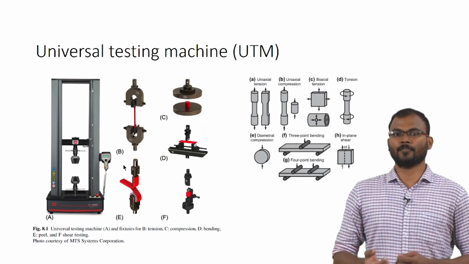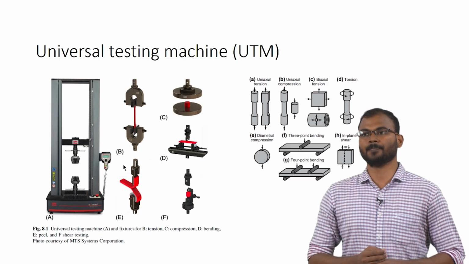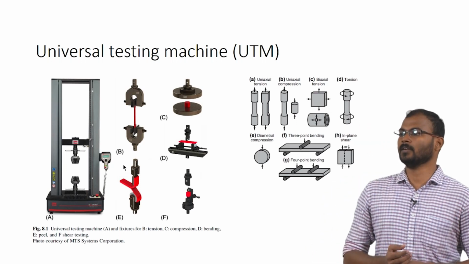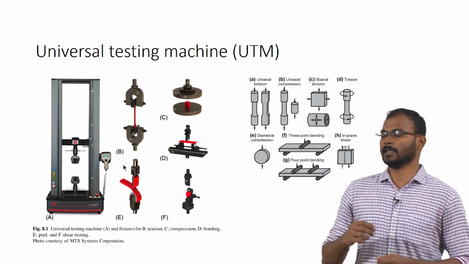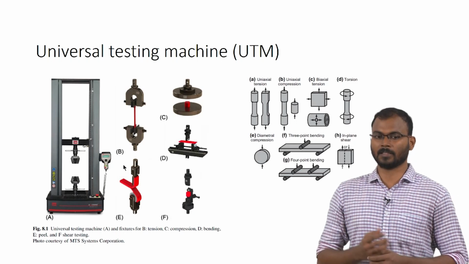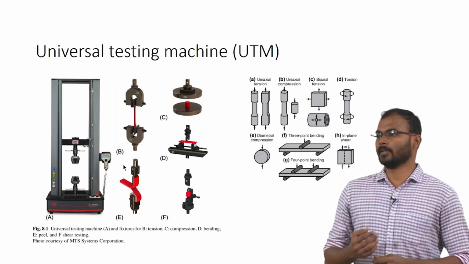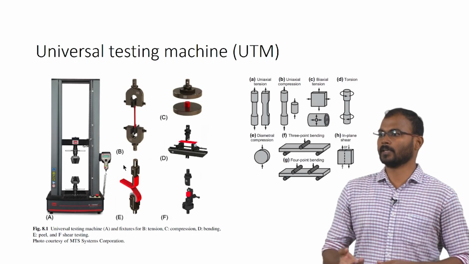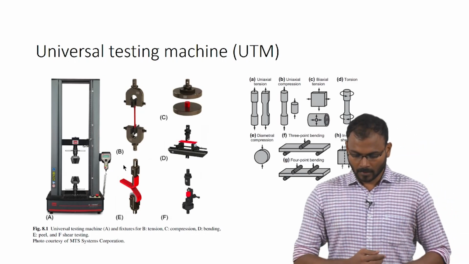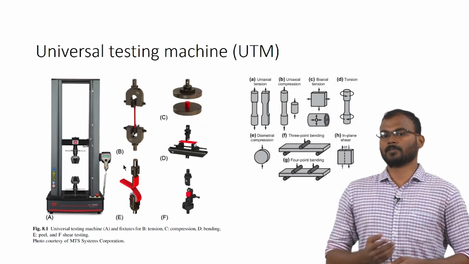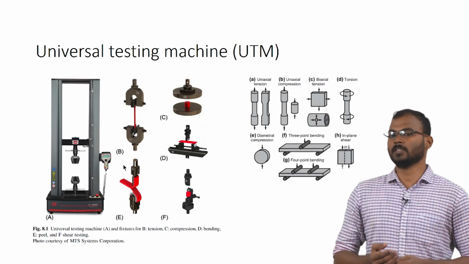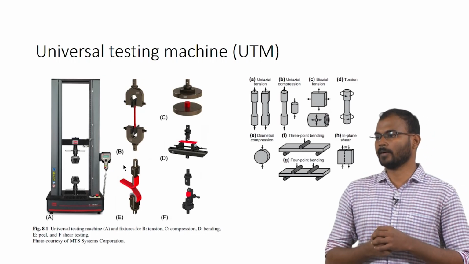This kind of testing will be done for ligaments, where the ligaments have to be twisted so that they do not break or rupture during that torsion stress. Then in-plane shear is mainly for the hip prosthesis, where there would be a metal contact.